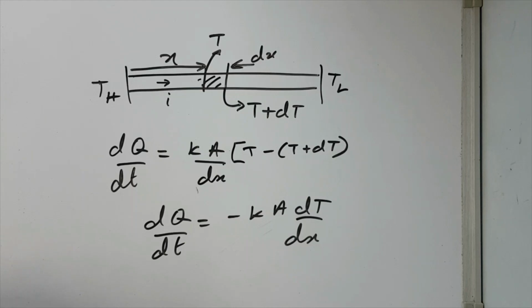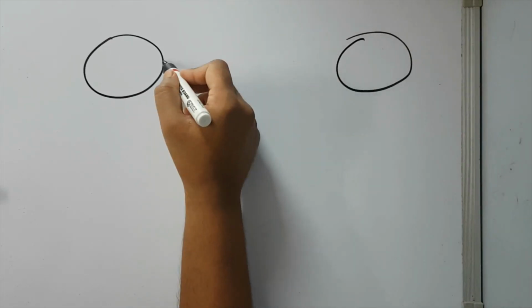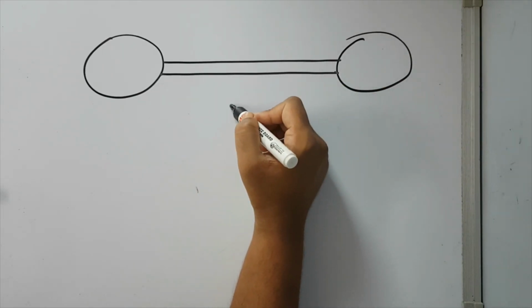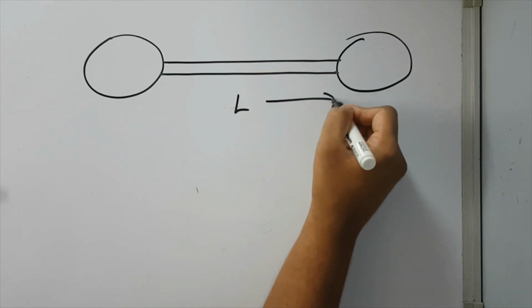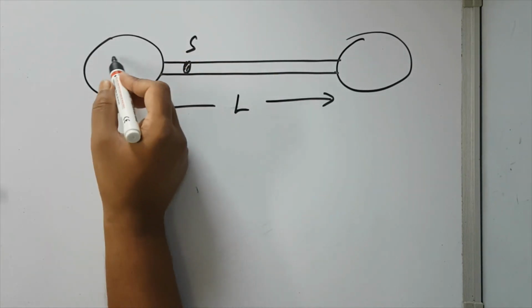So this is the concept of conduction through a uniform rod. Now let's look at the problem. What is given in this question, and how can we use these two concepts in this problem? In this problem you've been given two bodies, and they are connected by a rod. The length of the rod is capital L, and the cross sectional area is S.